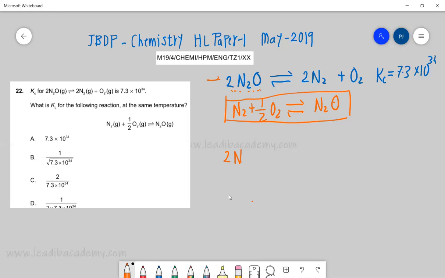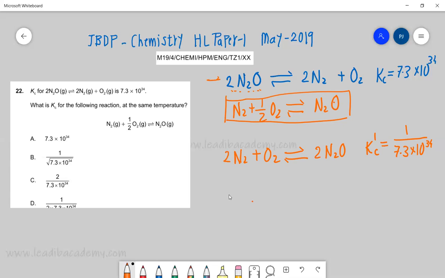So let's write it down. 2N2 plus O2 giving you 2N2O. As soon as we reverse, what happens to the Kc? The new Kc will be its reciprocal. Simple. By reversing the reaction, the equilibrium constant Kc becomes its reciprocal.